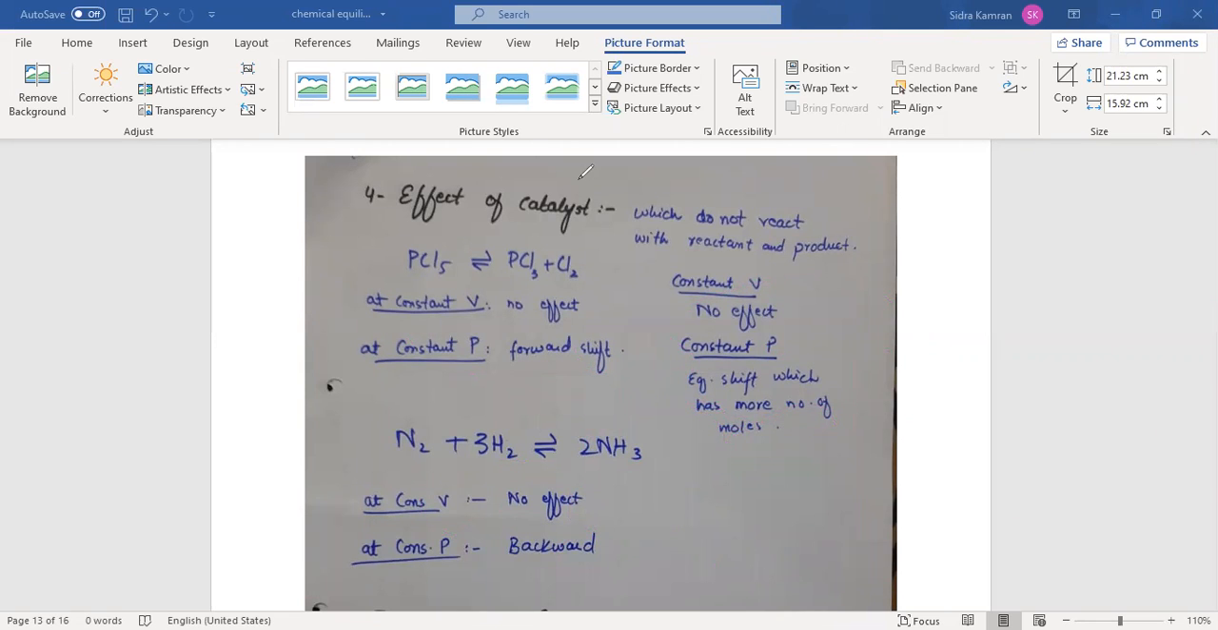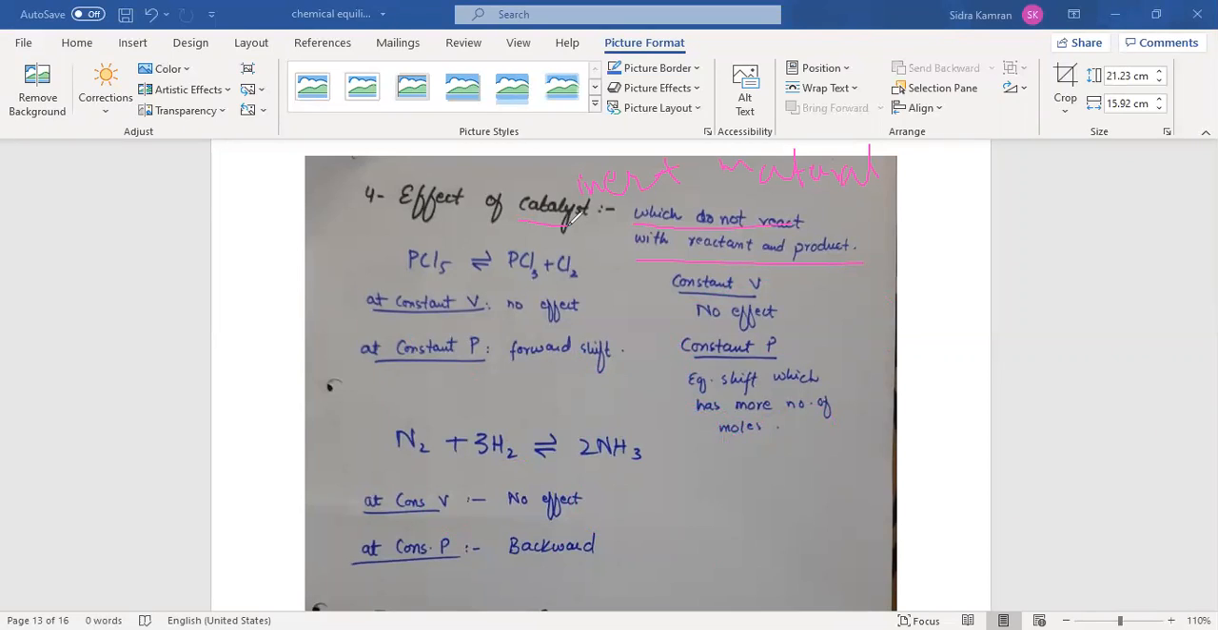Basically, a catalyst or any inert material, not only the inert gases helium, neon, argon, krypton, any inert material or catalyst which is used in chemical equilibrium reactions. Catalysts do not react with the reactants and products. We know this. Catalysts only increase the reaction rate on the product side or on the reactant side. They just increase the rate.